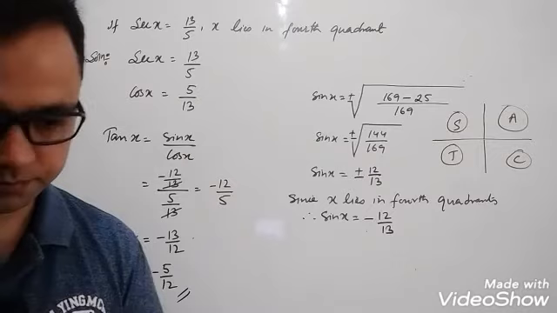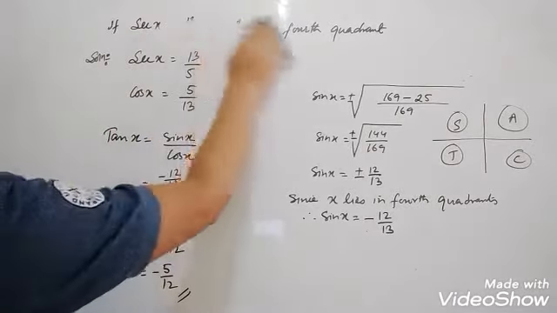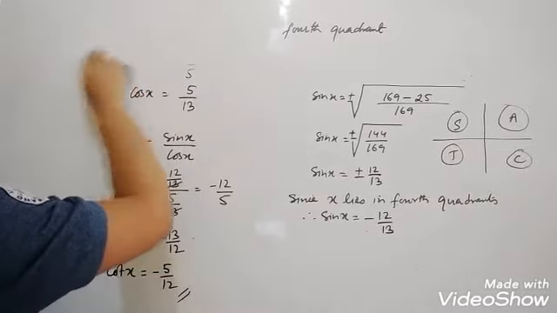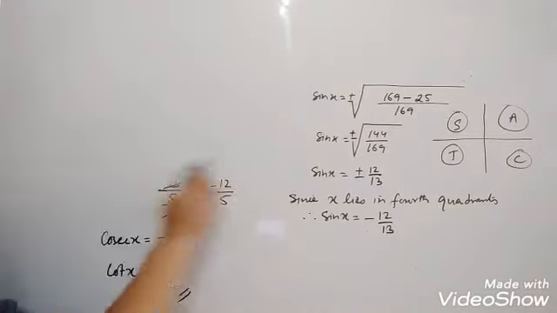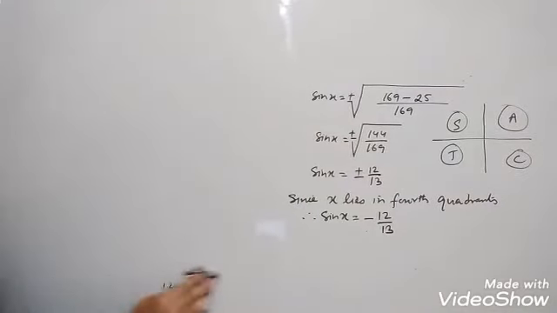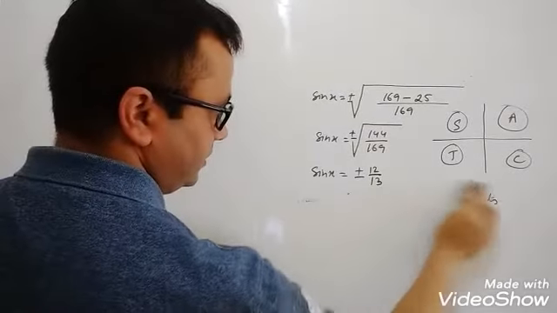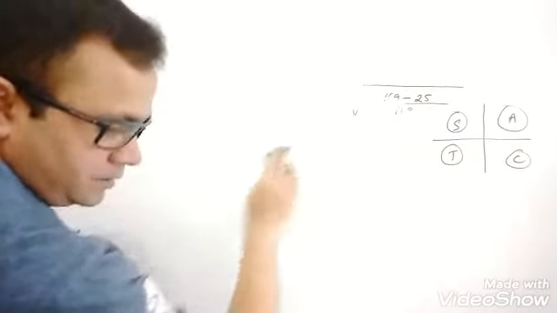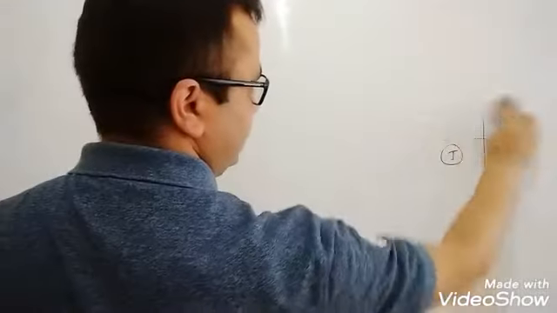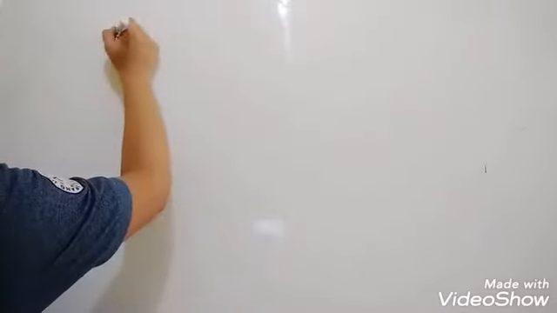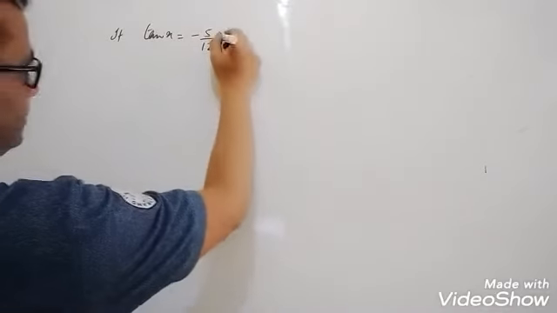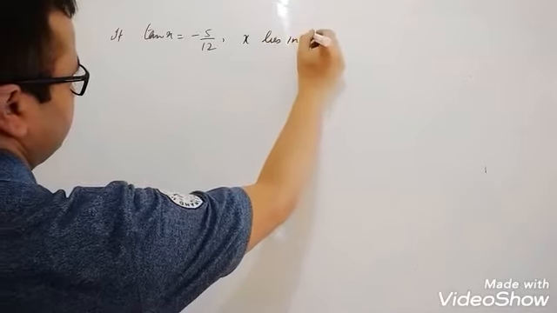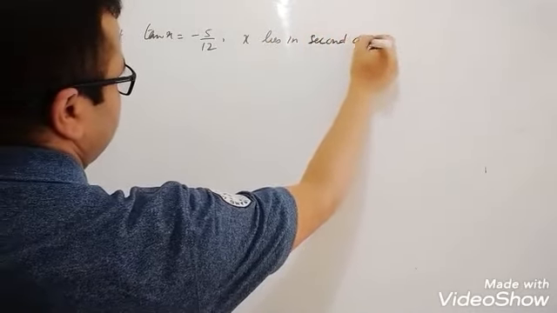Okay. Now next. The next question is: tan x equals minus 5 by 12, and x lies in the second quadrant.